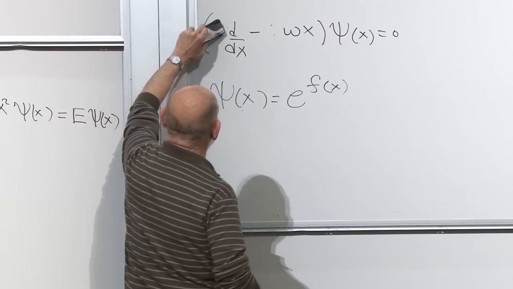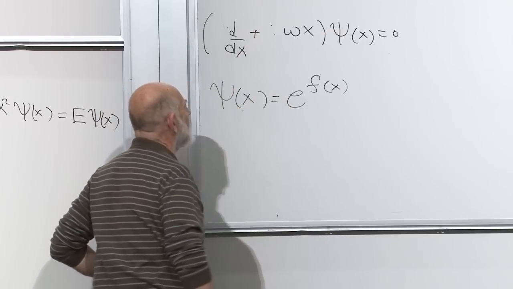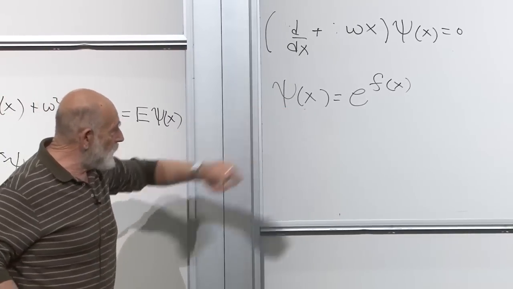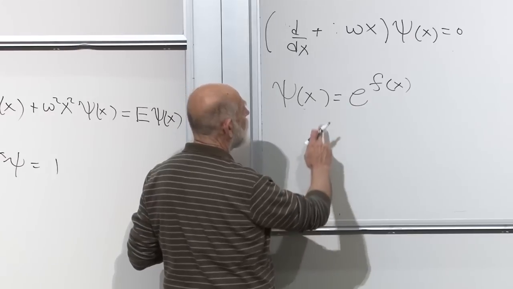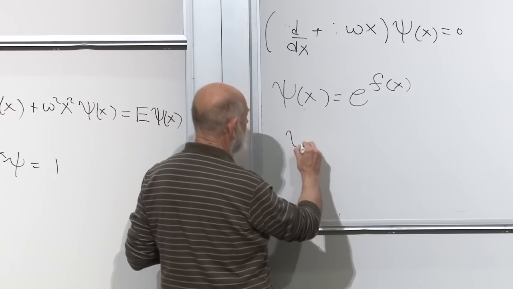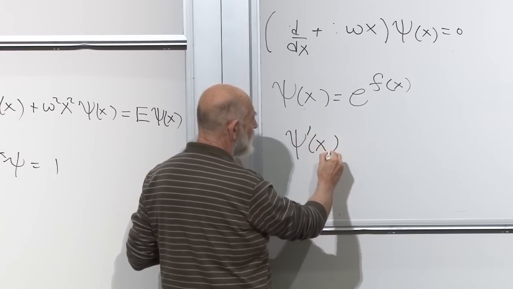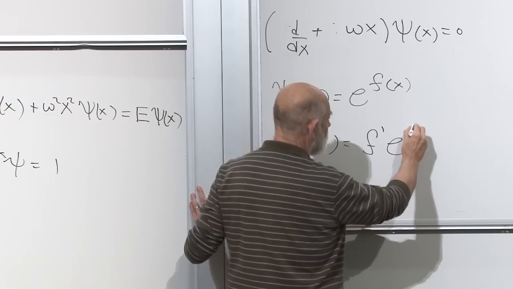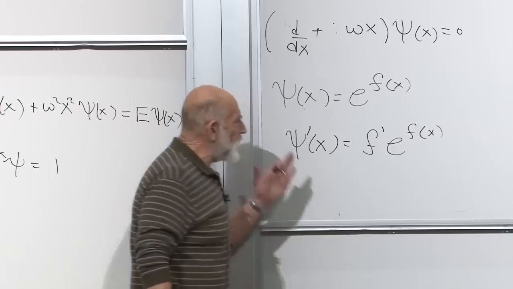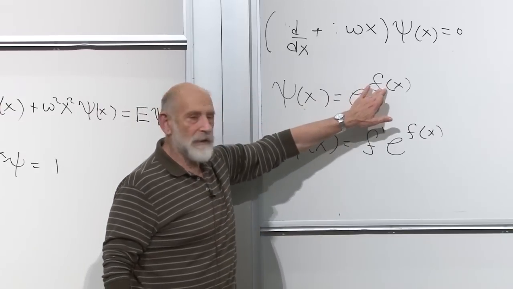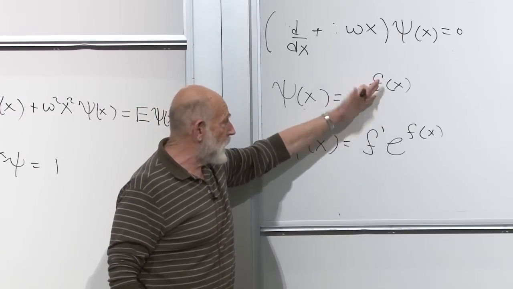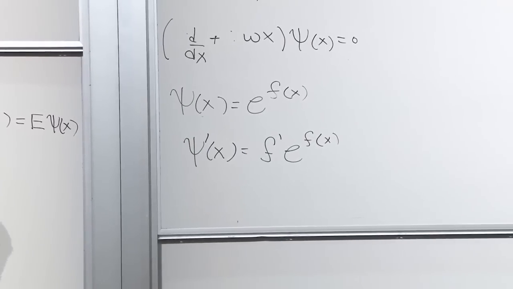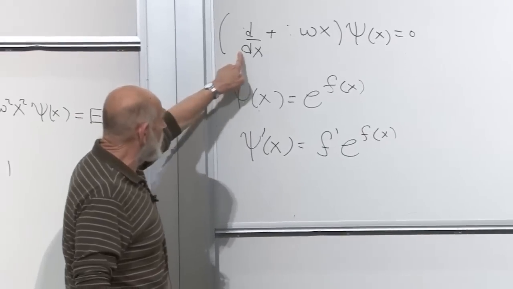Furthermore, we can get rid of the minus sign, because both of them have minus signs. And now what's the derivative of psi of x? To calculate the derivative of psi of x, we simply differentiate and we find that psi prime, which means the derivative, is equal to f prime, that's the derivative of f, times e to the f of x. To differentiate an exponential, you just differentiate the thing that is in the argument of the exponential, and multiply again by e to the f of x. Okay, that's psi prime, that's this here.